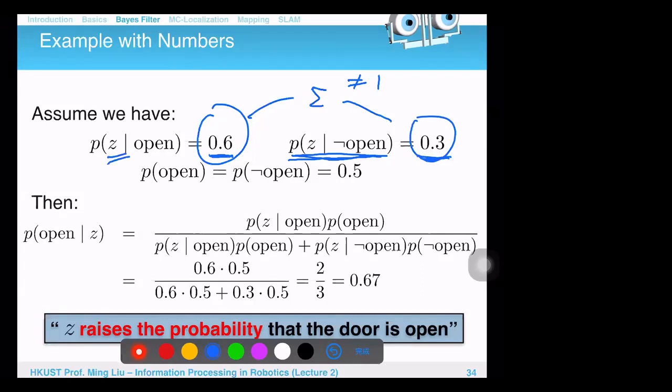Of course these two, P(Z | open) and P(Z | not open), they're not belonging to the same experiment. They're not based on the same conditions. Your condition is that the first one is open, the second one is not open. Not the same condition, so they're not from the same experiment.